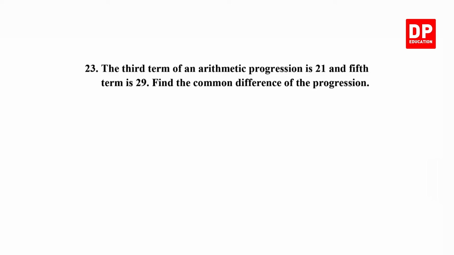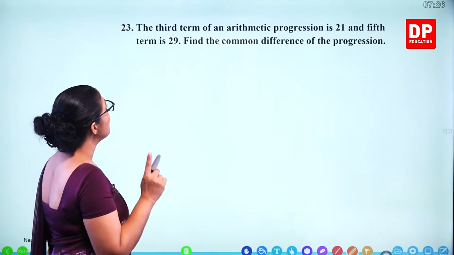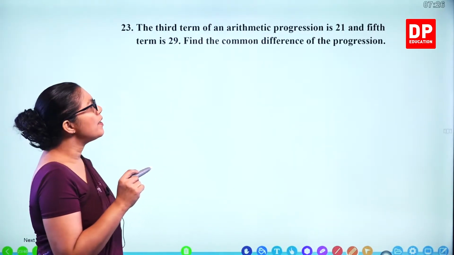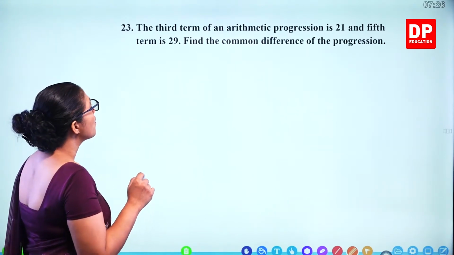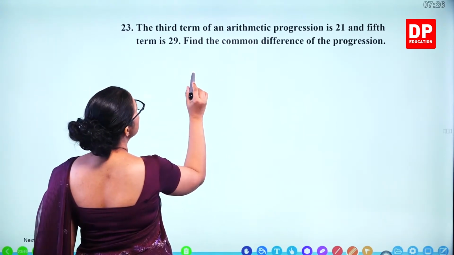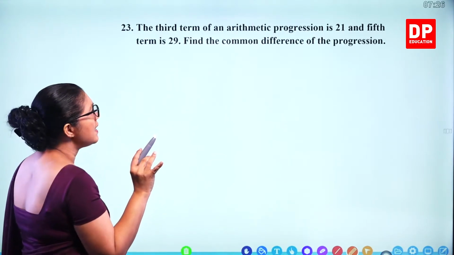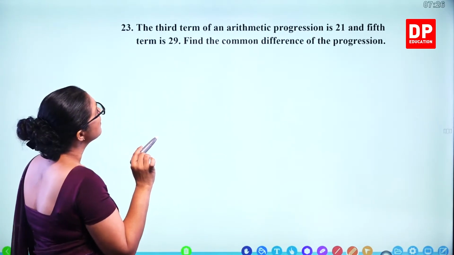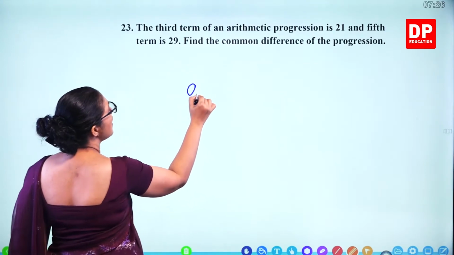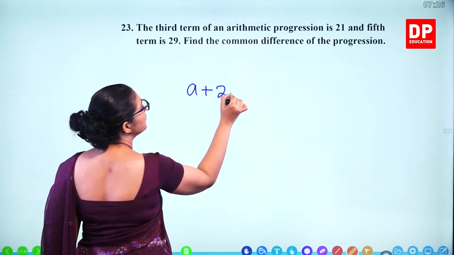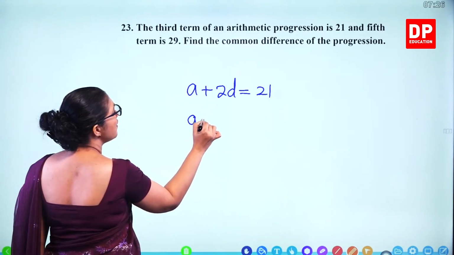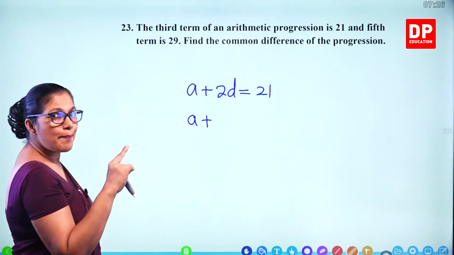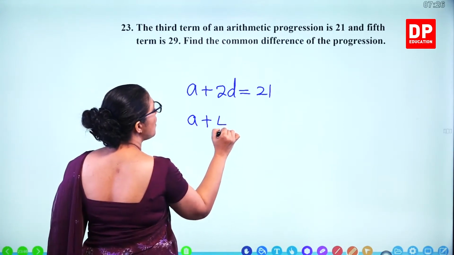Question number 23. The third term of an arithmetic progression is 21 and the fifth term is 29. Find the common difference of the progression. This is an arithmetic progression. The first term is A, and we'll take the difference as D. How can you write the third term? A plus 2D, that's 3 minus 1. That's equal to 21. And how can I write the fifth term? A plus 4D, 5 minus 1.